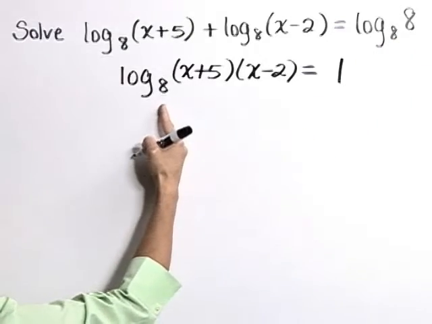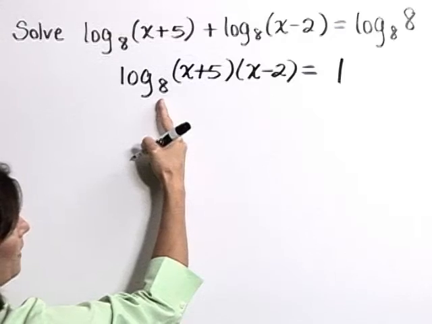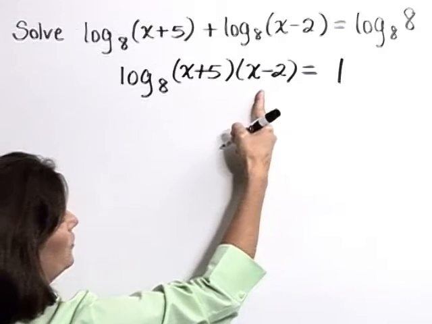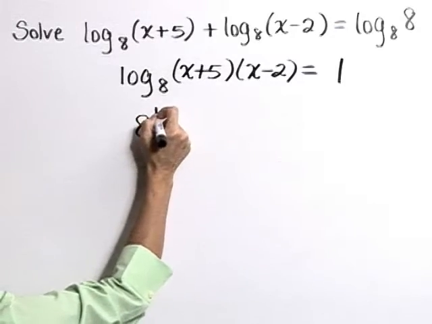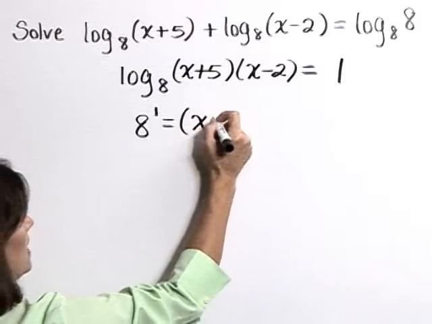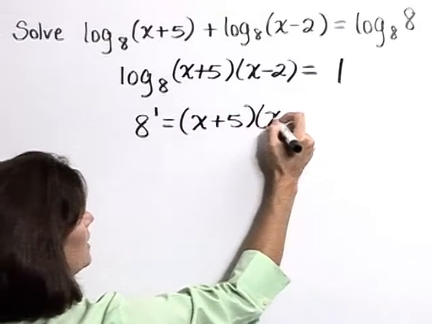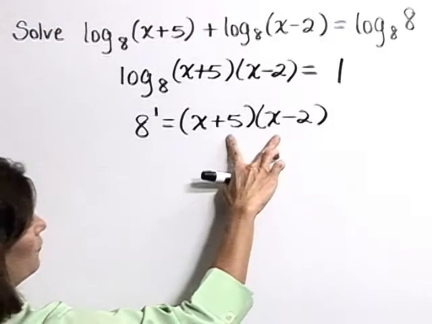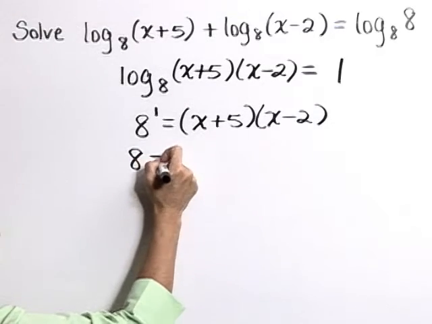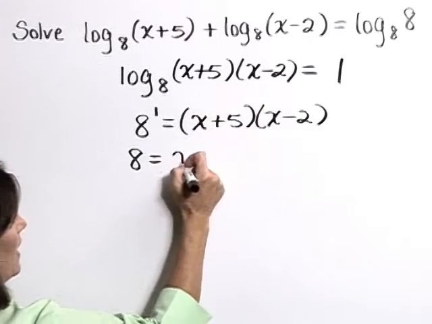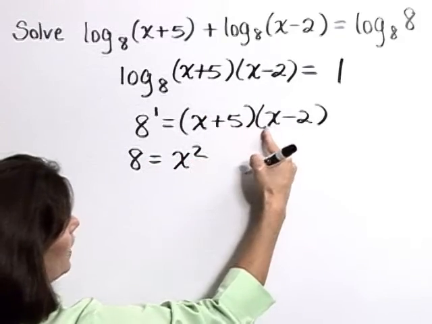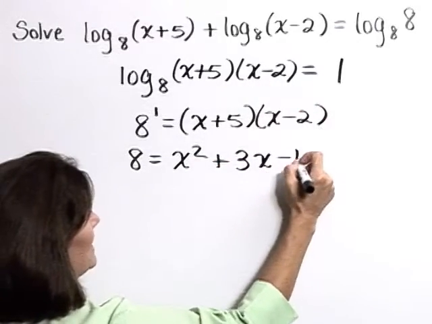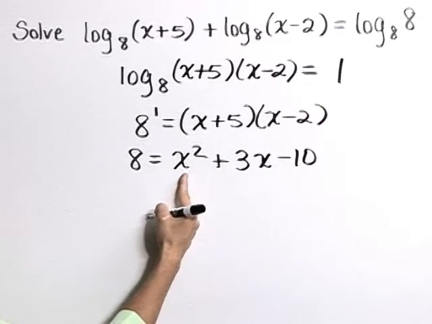I'm next going to rewrite this equation in exponential form as 8 to the first is equal to this expression. So 8 to the first is equal to (x + 5)(x - 2). Now let's solve this equation. FOIL these binomials, getting 8 is equal to x squared minus 2x plus 5x is a plus 3x, and minus 10. Here we have a quadratic equation.